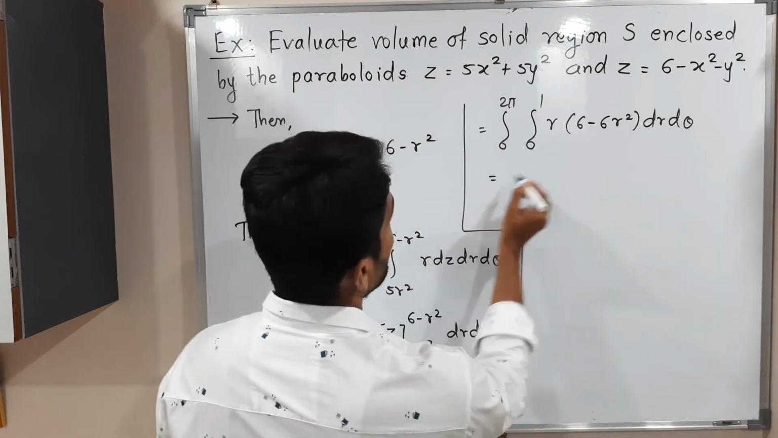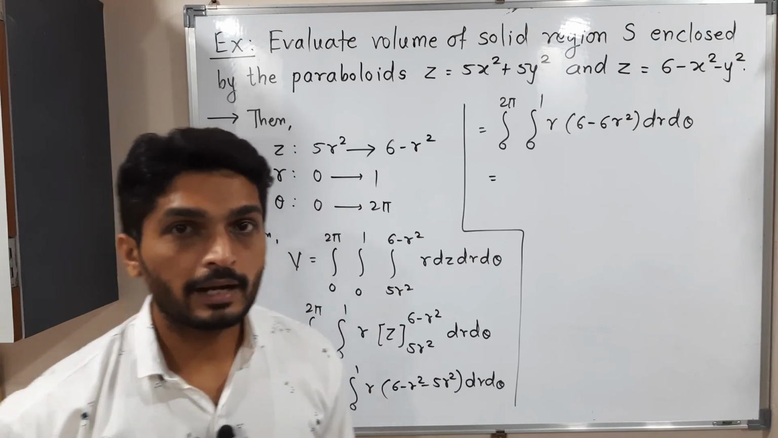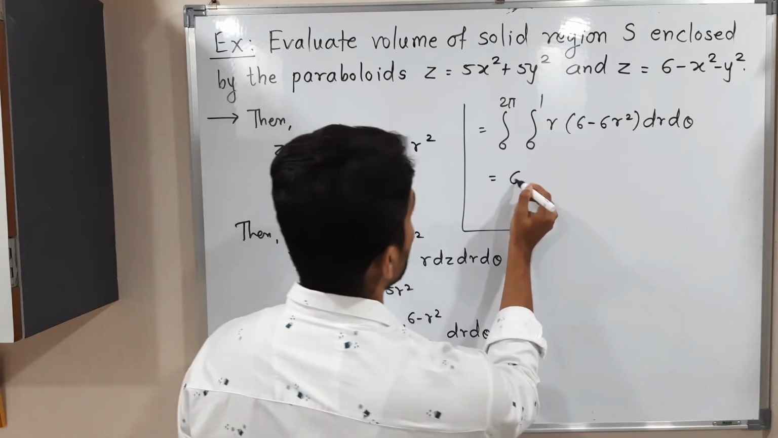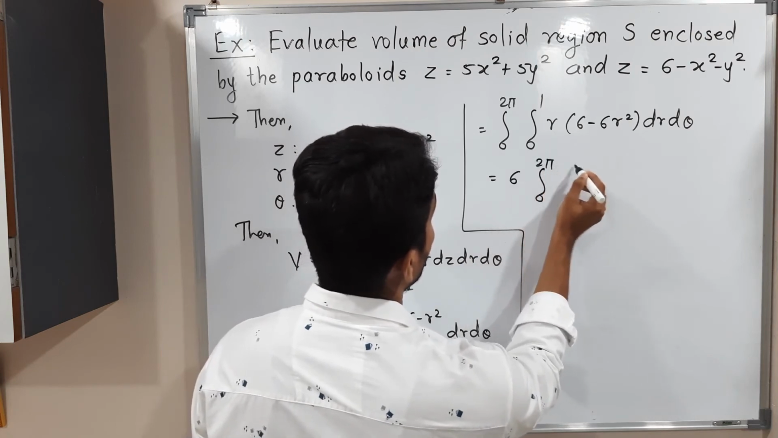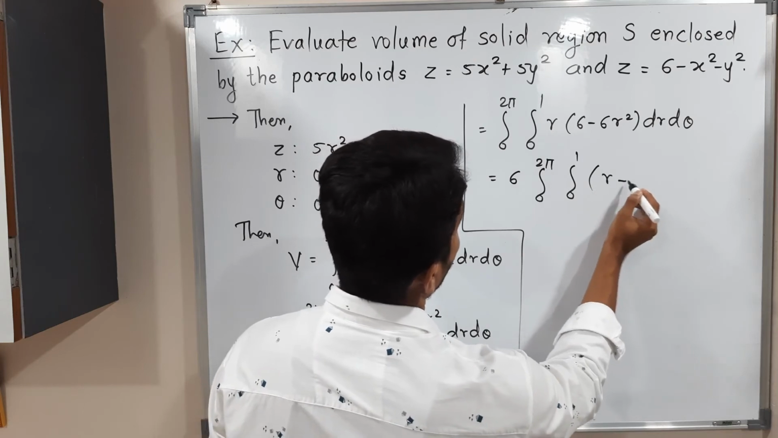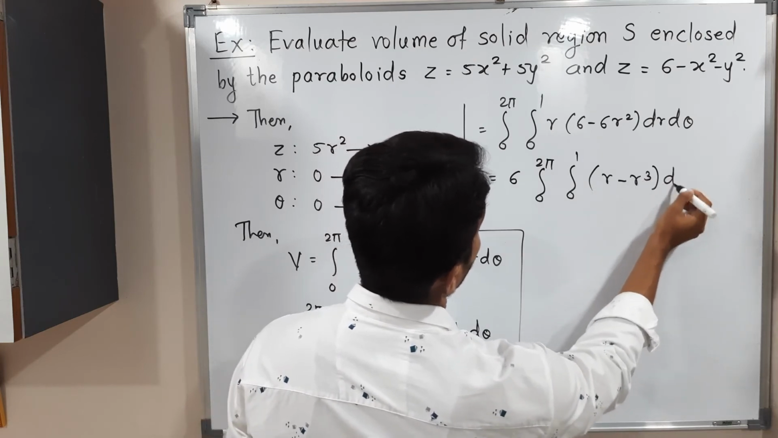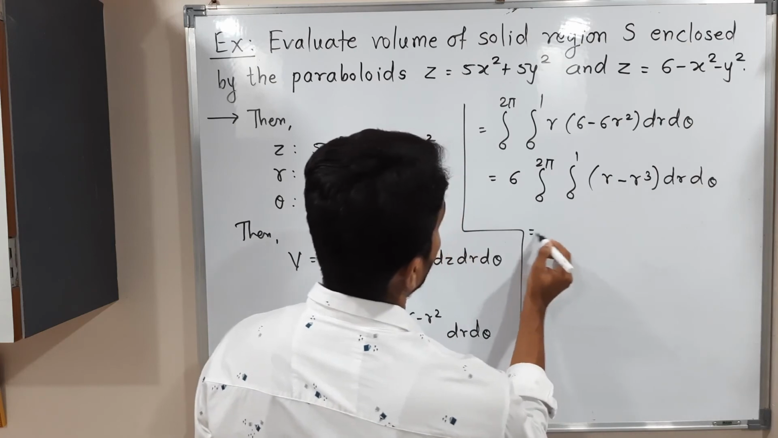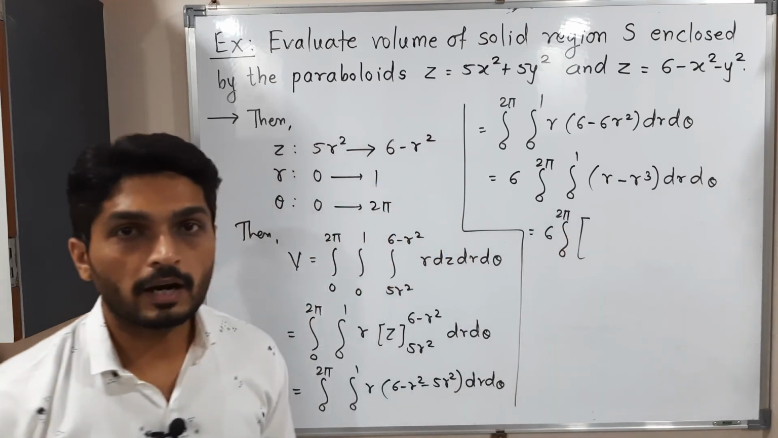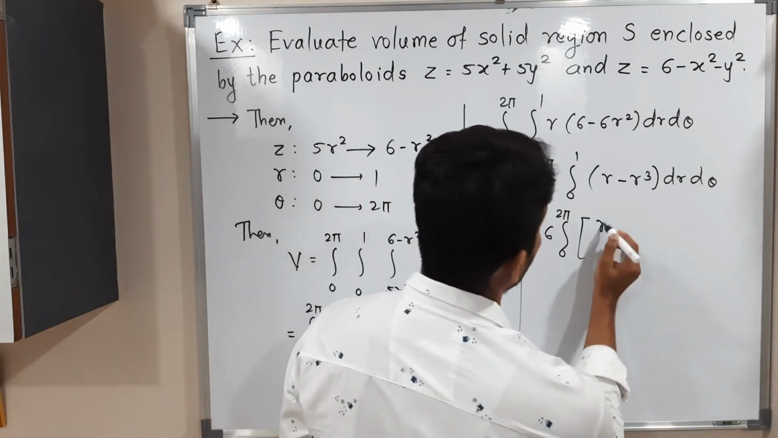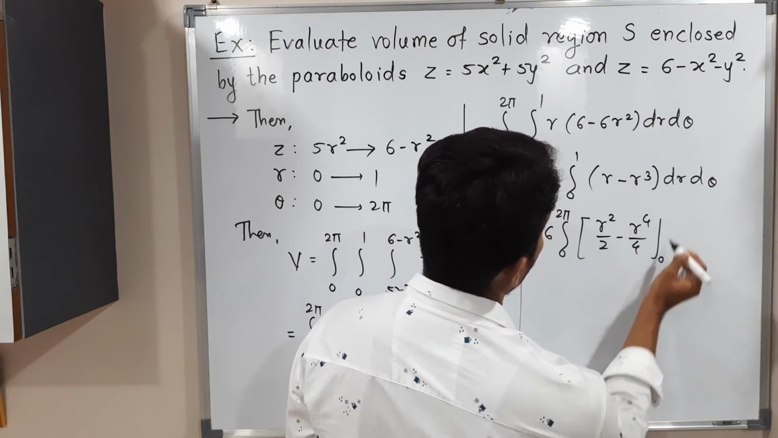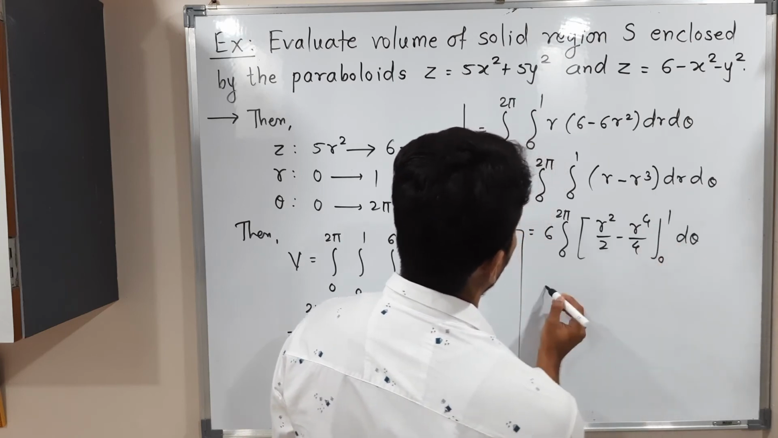d theta. See, 6 we can take common and it is a constant, so you can directly take it outside the integration. So 6 will come outside, 0 to 2 pi, 0 to 1. So I will multiply r with every term: r minus r cube, dr d theta. Let us integrate with respect to r now. Integration of r is r square by 2. Integration of r cube is r raised to 4 by 4, with limit 0 to 1, d theta.